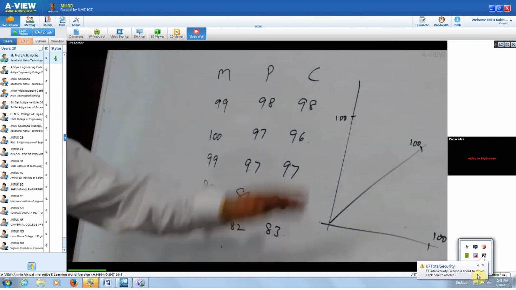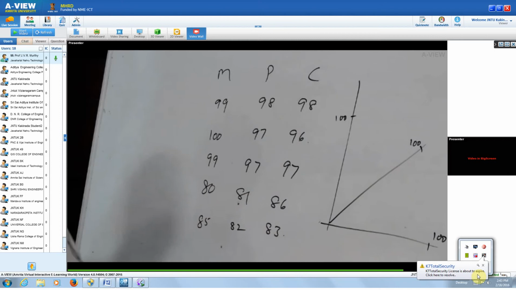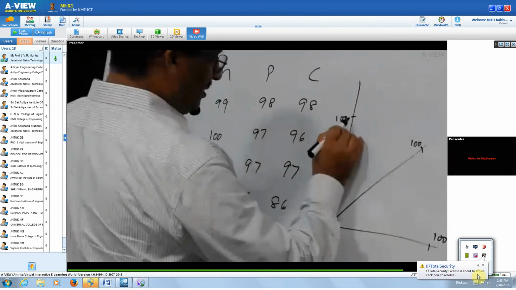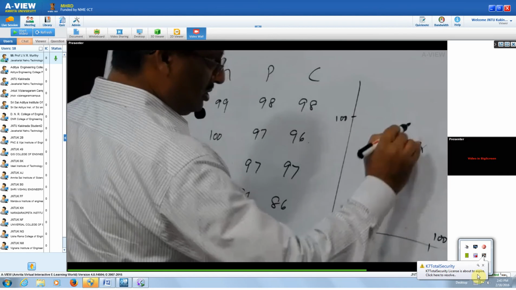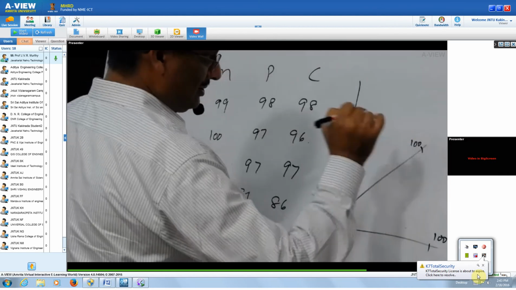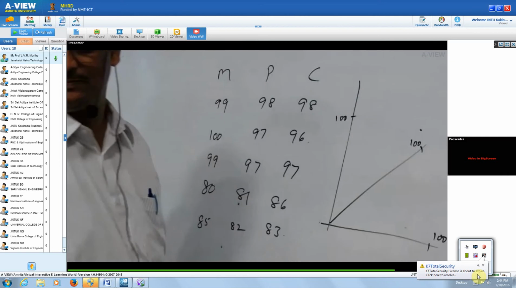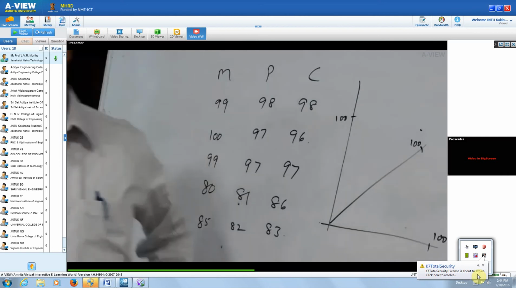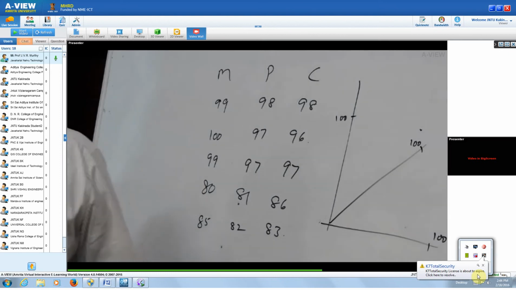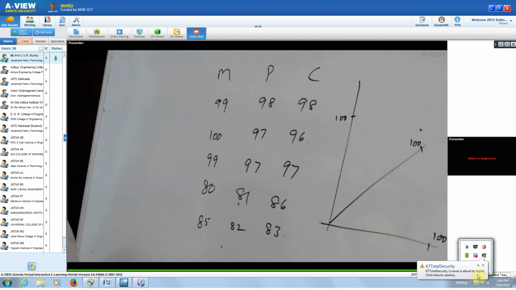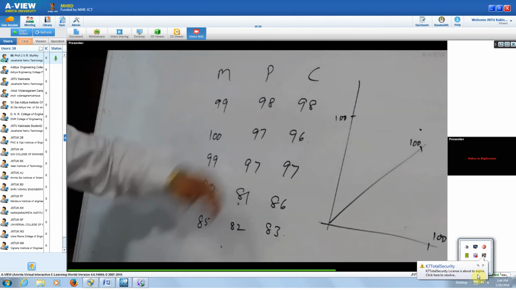The point maximum, so 98 will be 100. I will be somewhere here at the point in this 3D. Somewhere the point will be. So if you consider 2D or 3D, what is the distance, Euclidean distance you remember, right? So what is the Euclidean distance between these 2 points?